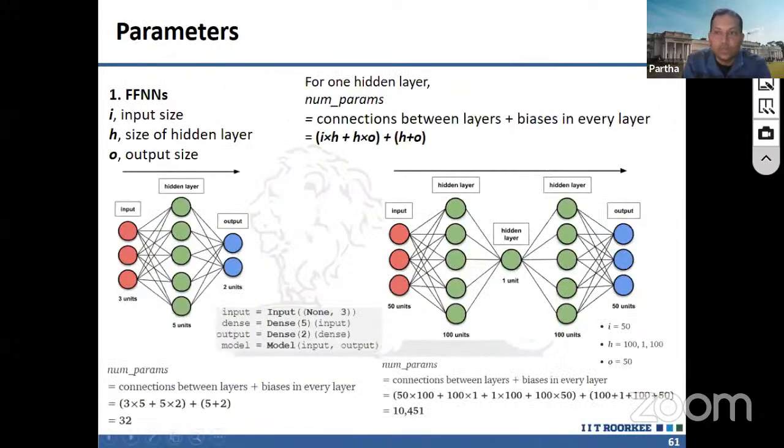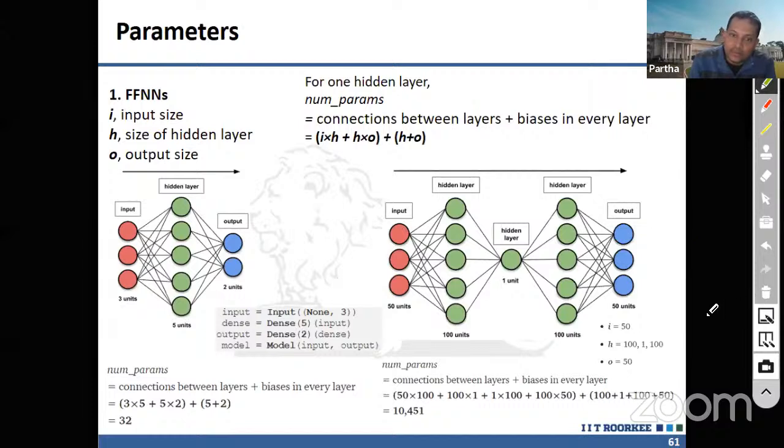Just let me discuss. For example, if I have a multi-layer perceptron where we have 3 units, 3 units means 3 features. In the first hidden layer, I am having 5 perceptrons, and then the output is 2 neurons. So how many weights and bias are there? When I'm talking about parameters, parameters equal weights plus bias. So how many weights and bias are there in this architecture?